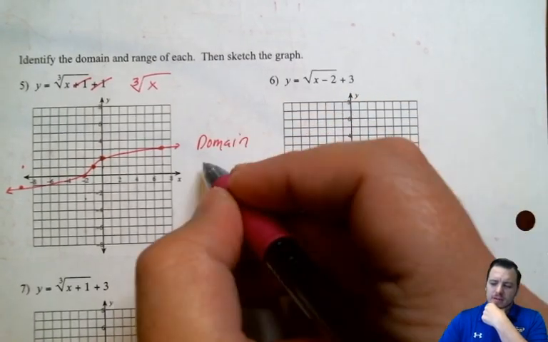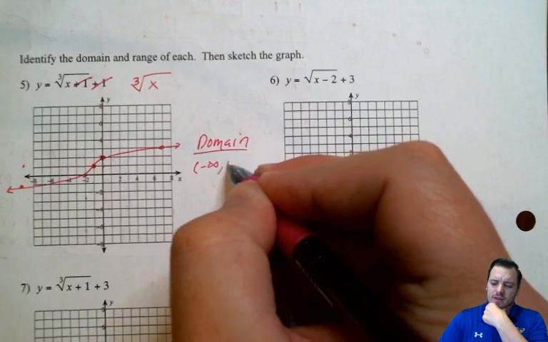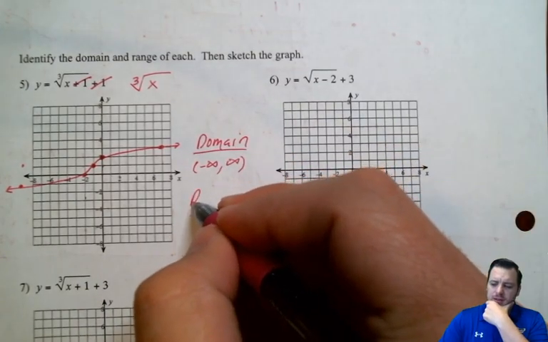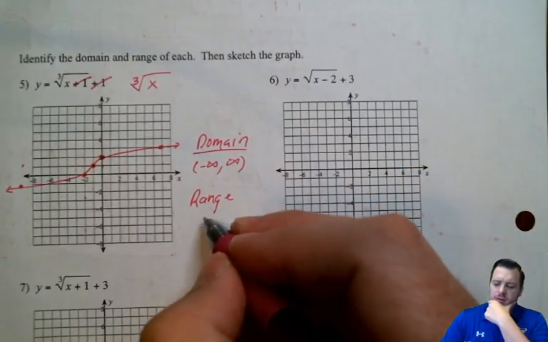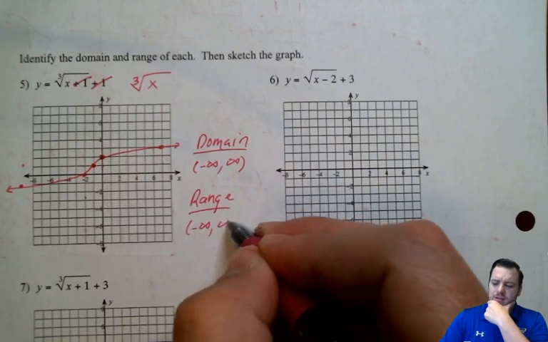As I said earlier, my domain, negative infinity to infinity. My range, negative infinity to infinity.